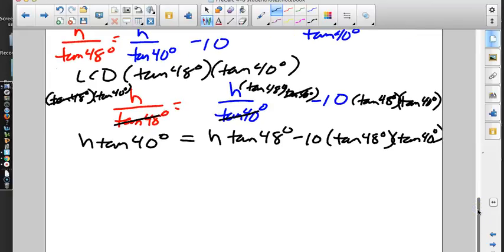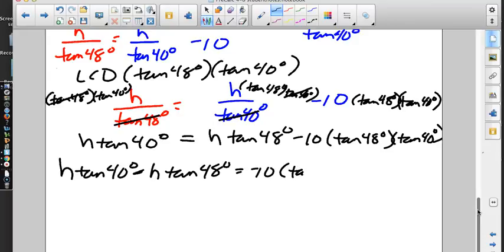That's all it is. So we'll have H tan 40 degrees minus H tan 48 degrees equals negative 10 times the tangent of 48 degrees times the tangent of 40 degrees. At no time do we grab a calculator and punch this in because the algebra has to be perfect up to your answer. Oh boy. How are we going to separate H from tan of 40 and tan of 48? What's factoring? Take it out. You know, it's like division. Division is factoring. We're pulling the H out of both of these.